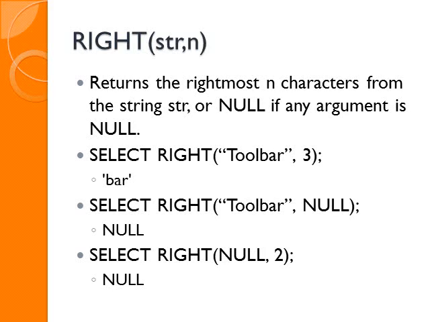One more example, select right, toolbar, comma null. It will give you the null value as output because n is null here. One more example, select right, null, comma 2. Here the string is not defined, the string is taken as null, so it will return null.